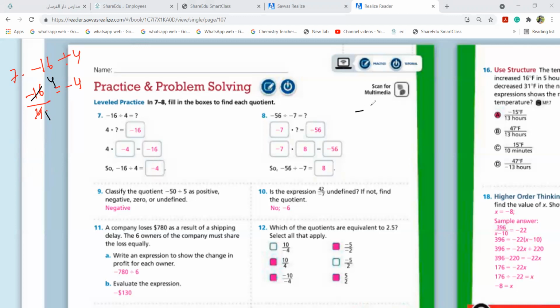Same way with -56 divided by -7. 7 times 1, 7 times 8. Both are negative. The answer has to be positive.